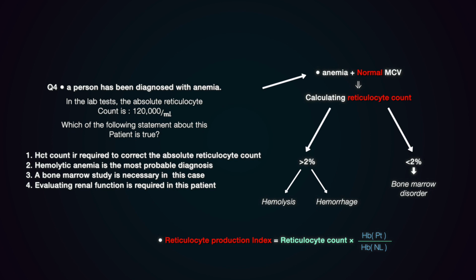When the reticulocyte production index is more than 2% or absolute reticulocyte count is more than 100,000, hemolysis or hemorrhage are probable. So in this case, according to the absolute reticulocyte count that is more than 100,000, the correct answer is option 2. That means hemolytic anemia is the most probable diagnosis.